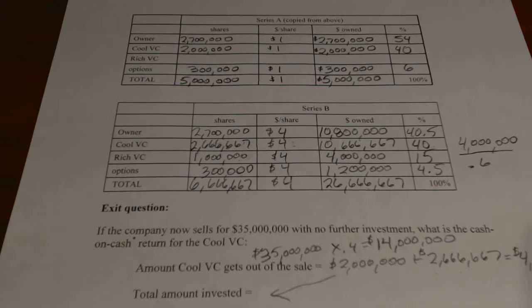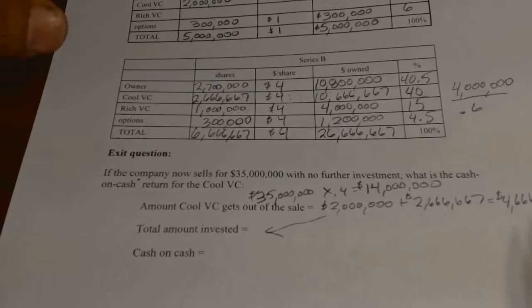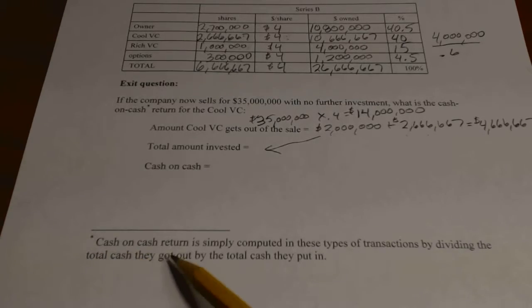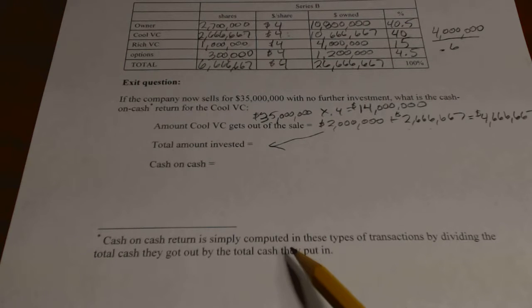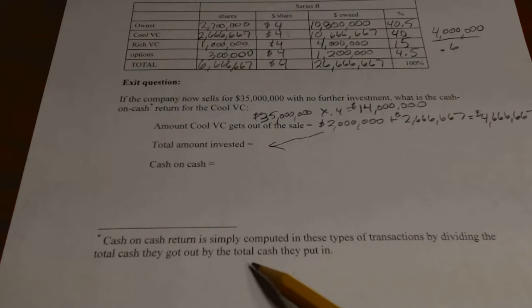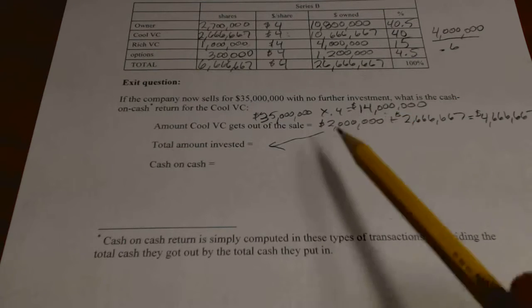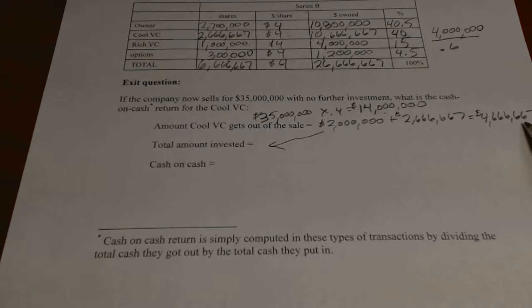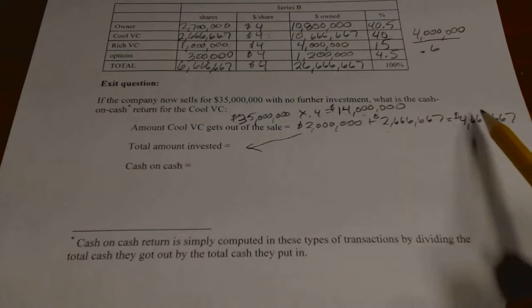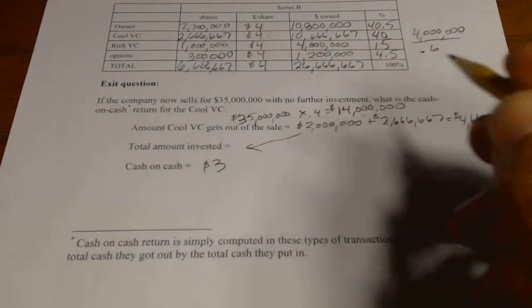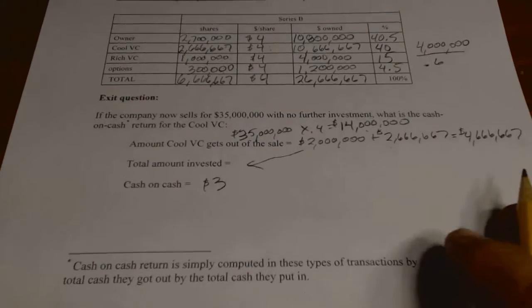So cash on cash, what they want to know is, and it tells you down at the bottom here, what's his cash on cash? And cash on cash return is simply computed in these types of transactions by dividing the total cash they got out, which is the 14 million, by the total cash they put in, which is the 4,666,000. And if you divide 14 million by that, you get $3 for every $1 cash on cash.